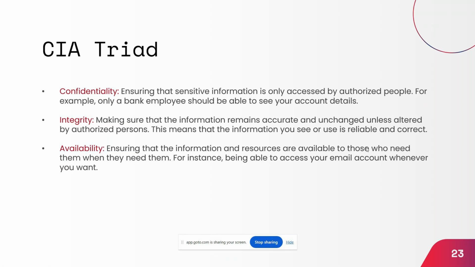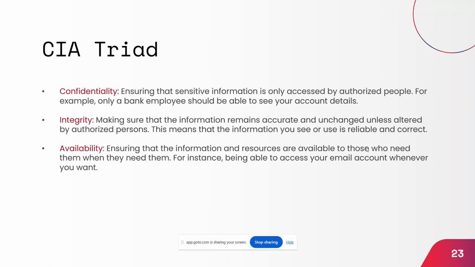And what is integrity? Integrity is making sure that the information remains accurate and unchanged unless altered by authorized persons. This means that the information you see and use is reliable and correct. Let's say you have some very confidential information stored somewhere, and a hacker somehow gets unauthorized access to your data and modifies it. He altered it. So what happens when he alters that data? The complete information is tampered with. It is not correct or reliable.